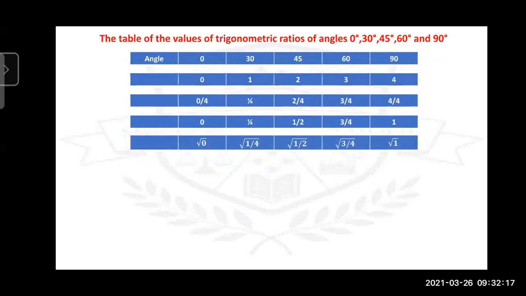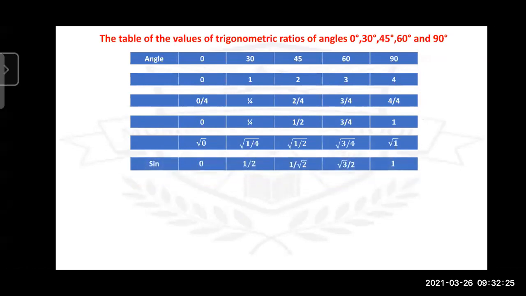Okay, from this take the square root. So root 0 is 0. Root 1 by 4 is 1 by 2. Here we write root 1 by root 2, so root 1 is 1 and root 2 as it is. Root 3 as it is. Root 4 is 2 and root 1 is 1. So in this way we derive our table.